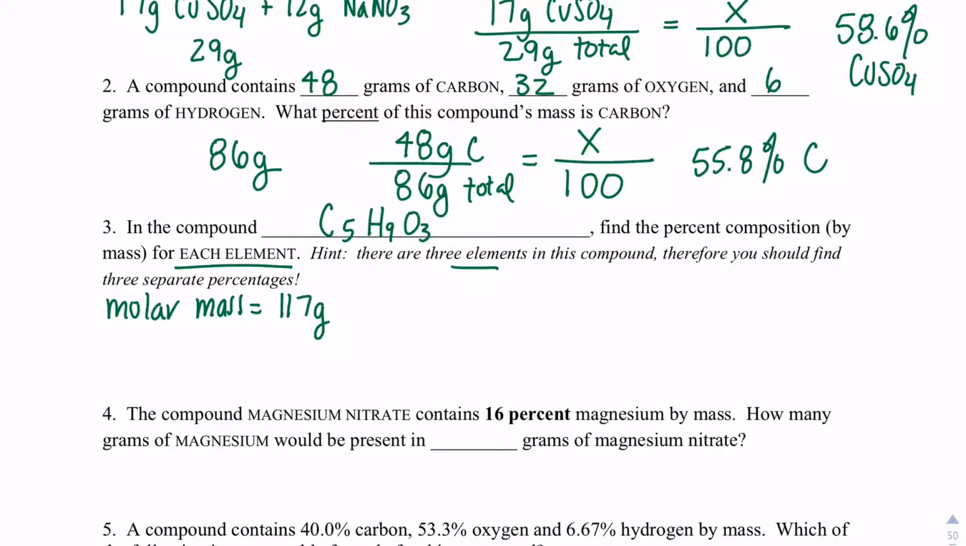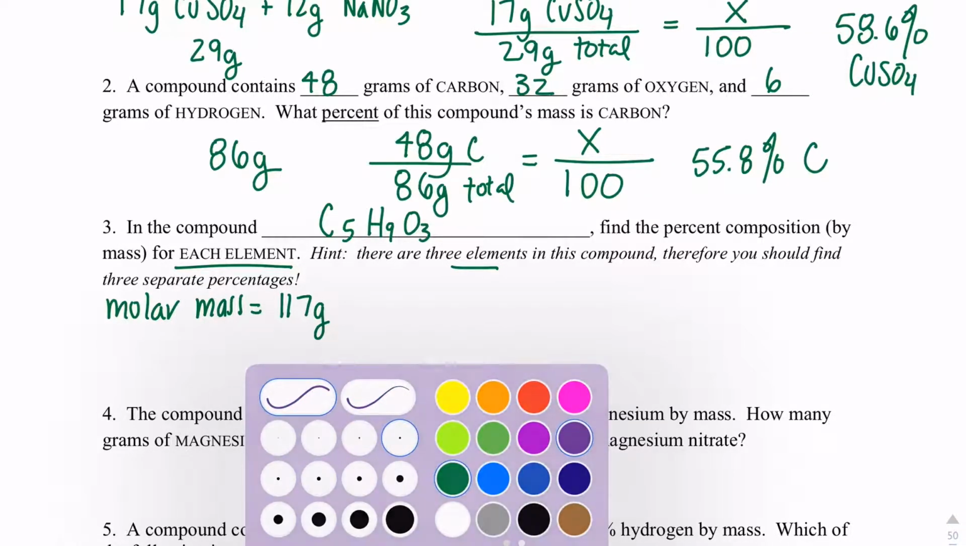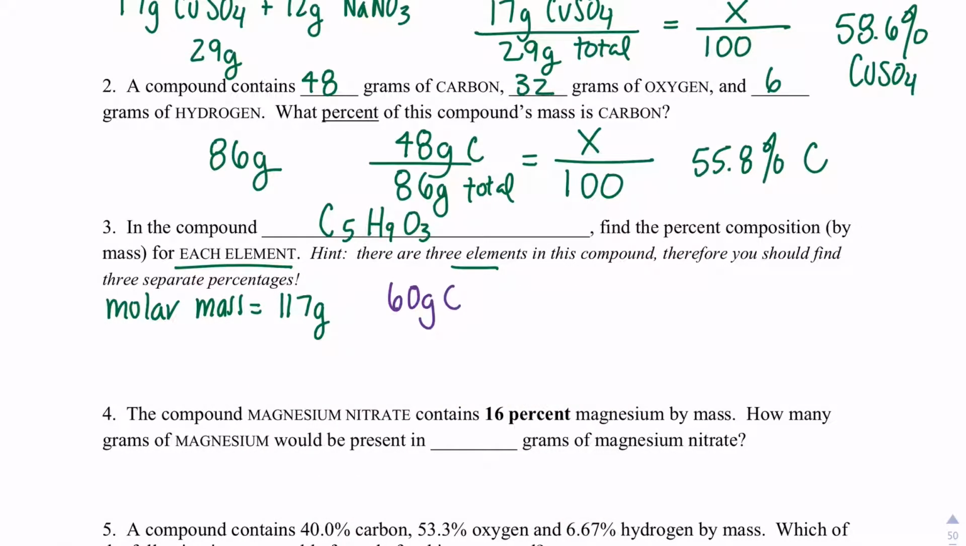Then we can look at the parts. So first we'll look at carbon. For carbon, we have 5 carbons, which is a total weight of 60 grams. So we have 60 grams of carbon over the total weight of 117 grams, and we set that equal to 100. And we end up with a percent of 51.3% carbon. Using the same setup, you should be able to calculate hydrogen and oxygen. So do that now.